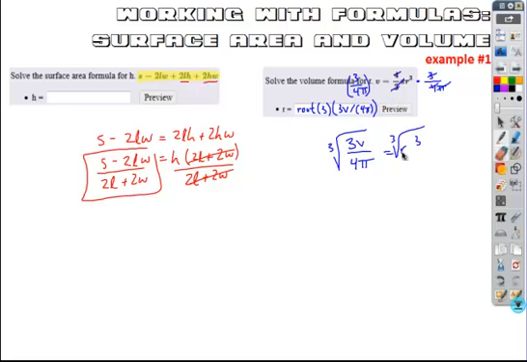Okay, but you can also solve this by using reciprocal powers. So we can take both sides of this to the power of 1/3. So we could have also entered our answer as the quantity 3v divided by, again, 4 pi in the denominator, to the power of 1/3, and that would give you the correct answer as well.